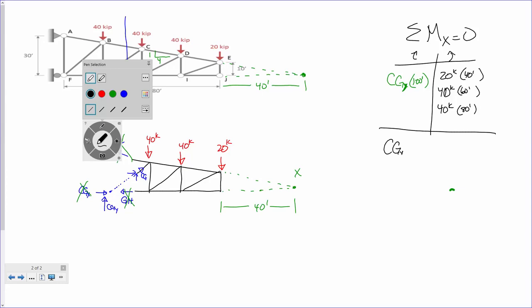CGY times 100 feet. I think this handwriting is going to be on YouTube. This is horrible. So 20 times 40, that's 800. 40 times 60, 2400. 40 times 80, 3200. So 3200 plus 800 is 4000. That gives you 6400. Okay, so CGY is 64 kips acting up. 3, 2, 1.